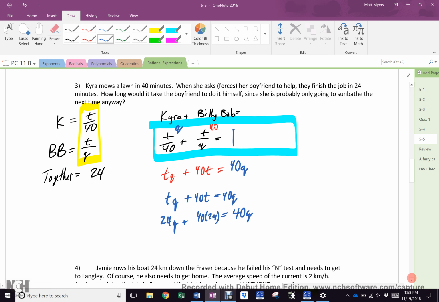What is it? There's that 960. Hey, it's back. What should I do with this 24Q? Move it to the other side to get what? 16Q. Then what do I do? Divide by 16. So what's Q equal? 960 divided by 16 is 60. So how long will it take the boyfriend to do it by himself, since she's probably only going to sunbathe next time anyway? 60 minutes.